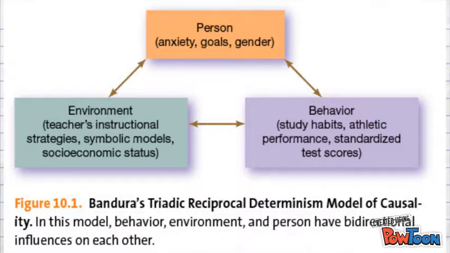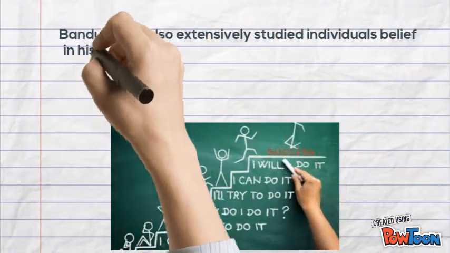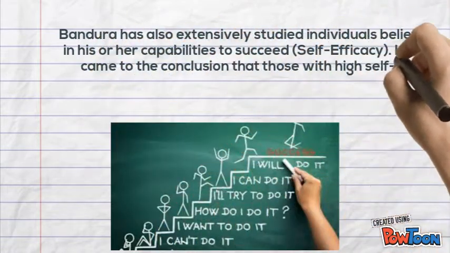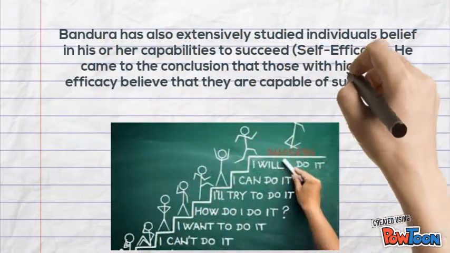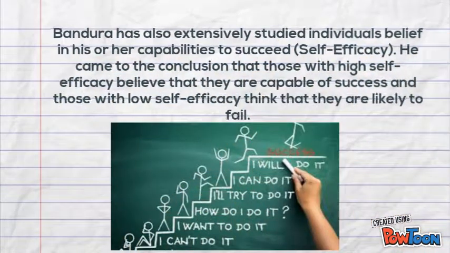Bandura has expanded his theory of observational learning to include variables unique to individuals. The advances in his theory led to the triadic reciprocal determinism model of causality to explain that behavior, environment, and person have bidirectional influences on each other. Bandura has also extensively studied individuals' belief in their capabilities to succeed. He came to the conclusion that those with high self-efficacy believe that they are capable of succeeding, and those with low self-efficacy think that they are likely to fail.